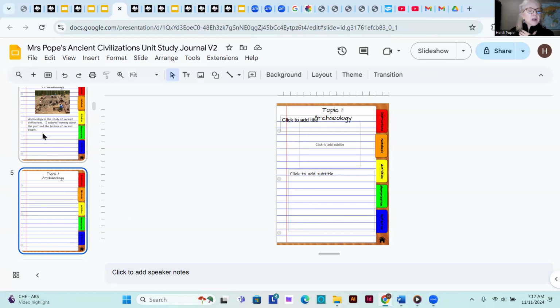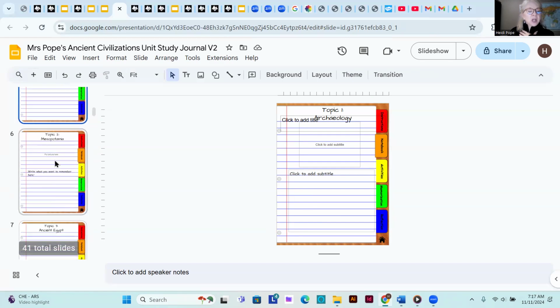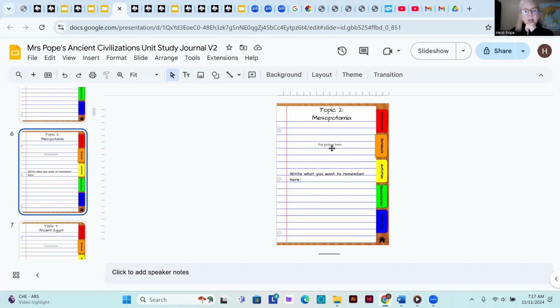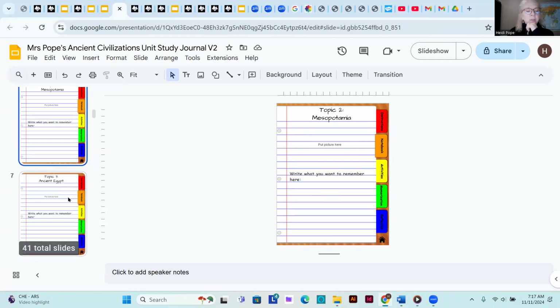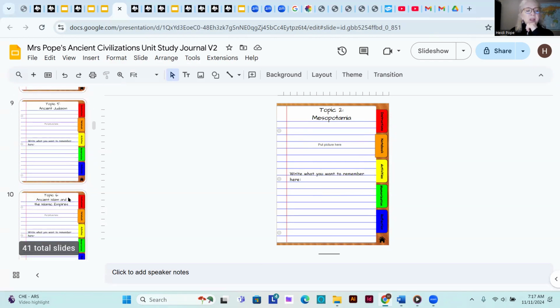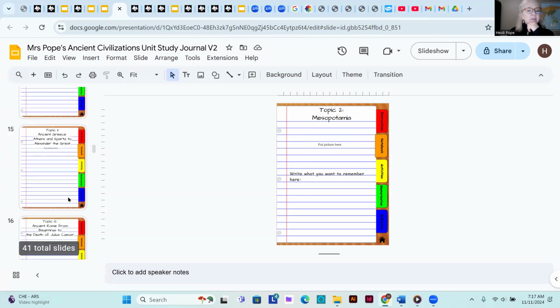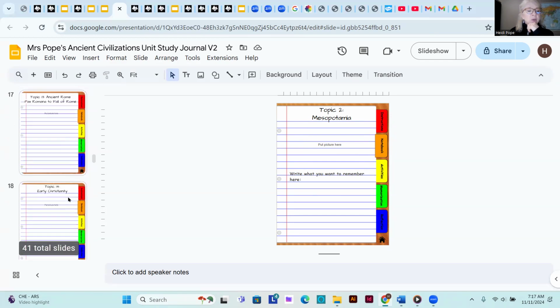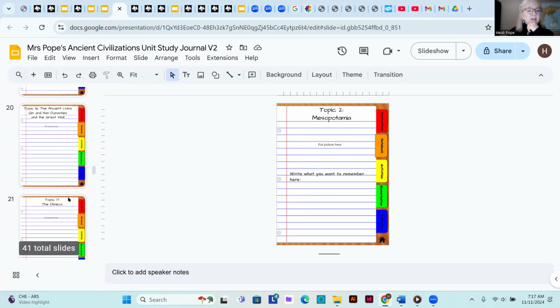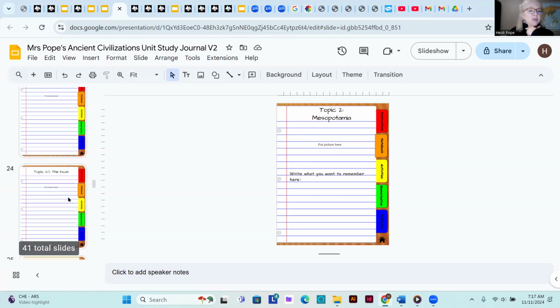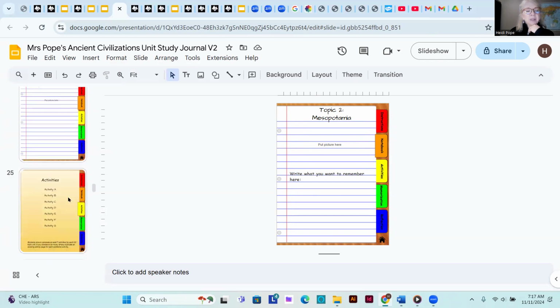Okay, I'm going to go down. There's a topic page for each. Each topic gets its own page. So when we get to Mesopotamia, there'll be a page for my picture and what I need to remember from the story. I go through each of those topics, and I will do that over the course of the next few weeks, whether I'm in a live class or in a class by myself doing independent study.